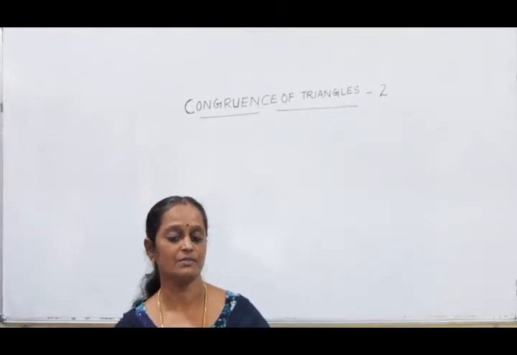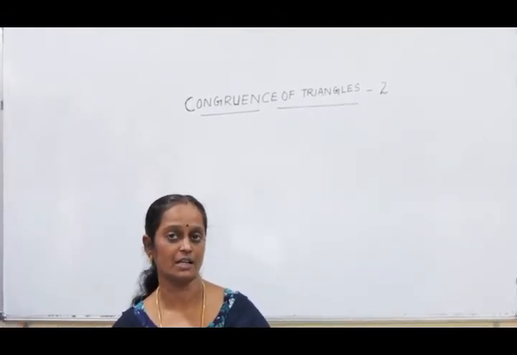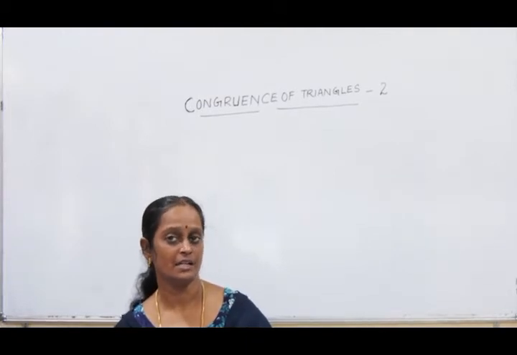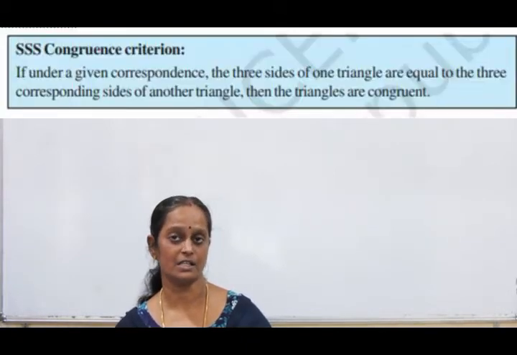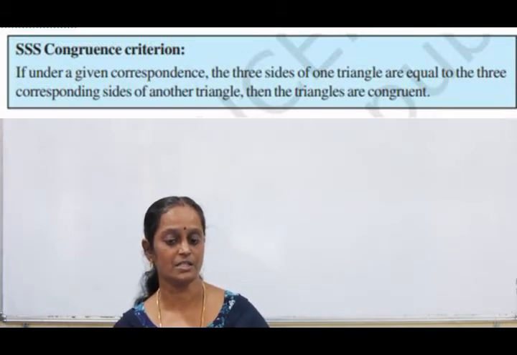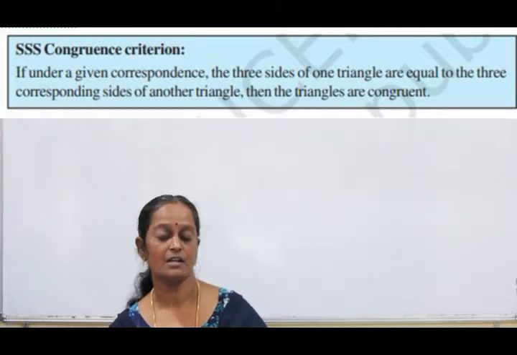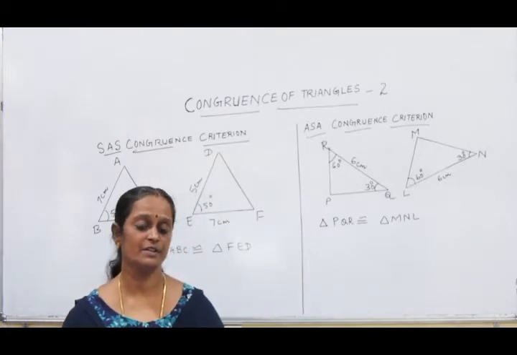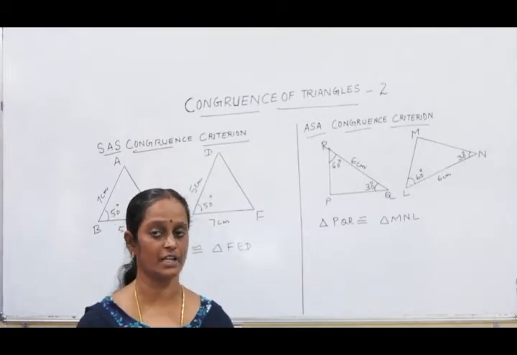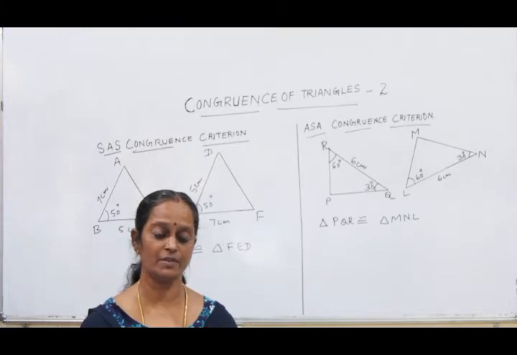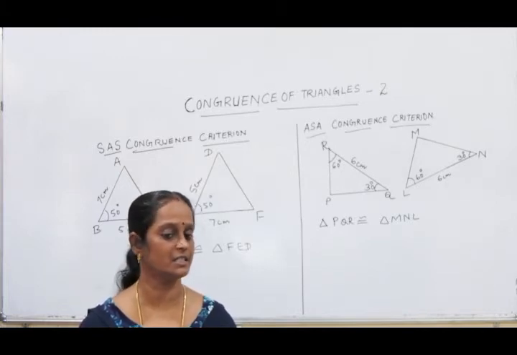In the previous class we learned about one of the congruence criteria, that is the side criteria, or in short we can say it as SSS congruence criterion. According to the SSS congruence criterion, if under a given correspondence the three sides of one triangle are equal to the three corresponding sides of another triangle, then the triangles are congruent. Today we will learn some more congruence criteria of triangles. The first one we have already learned in the previous class, that is SSS.